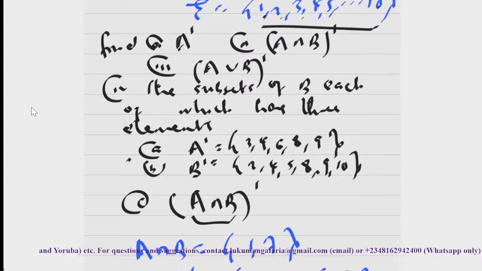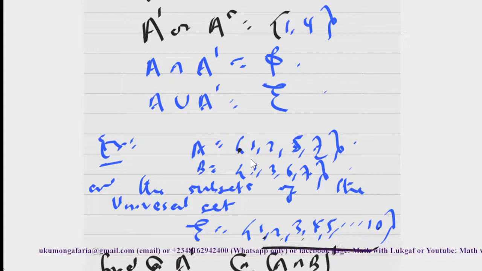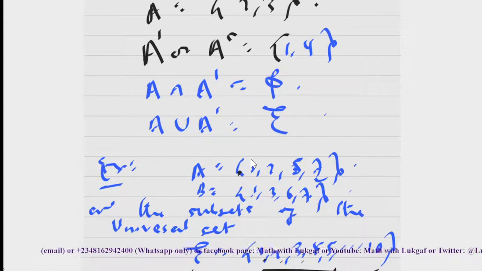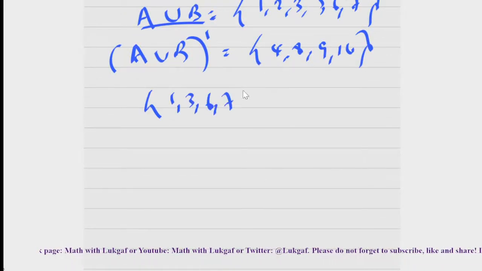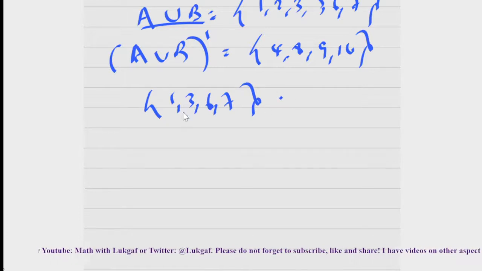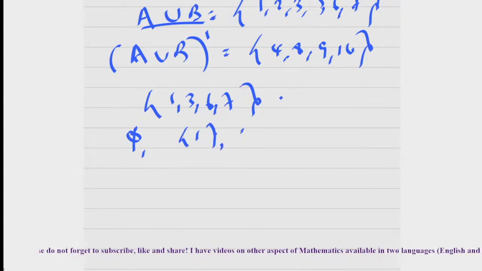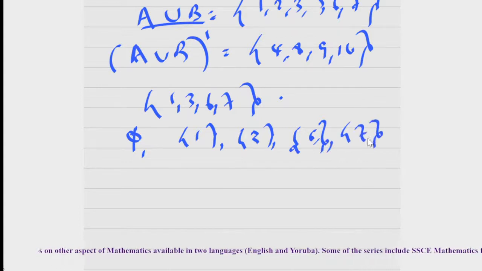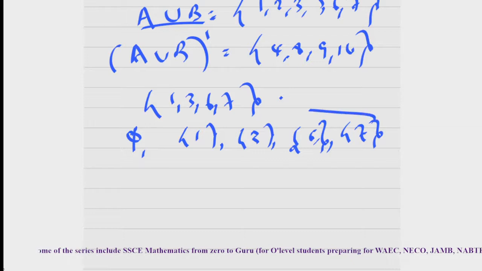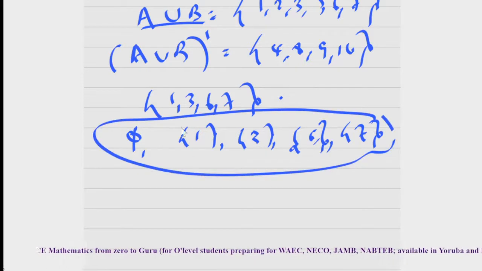The subsets of B, each of which has 3 elements. I described this when I explained subsets to you. We have 1, 3, 6, 7. When you want to list all the subsets, you can list the empty set, the singleton sets, and so on. But the ones we are asked to find now are not the cardinality 0, 1, and 4, but that of 3. You understand now? The ones having 3 elements.